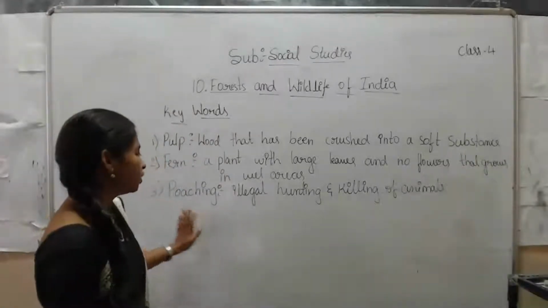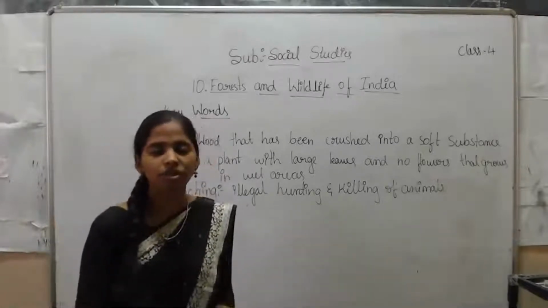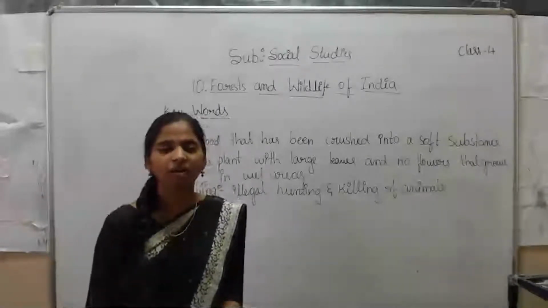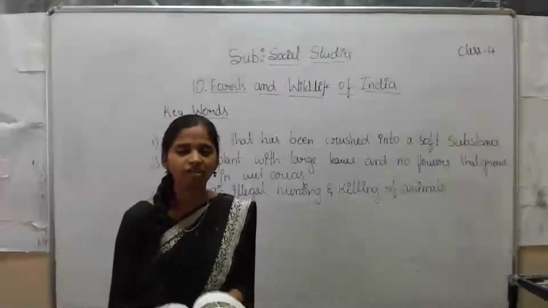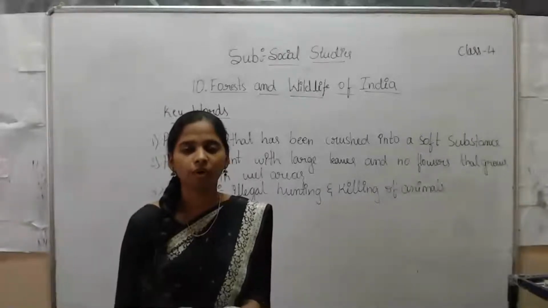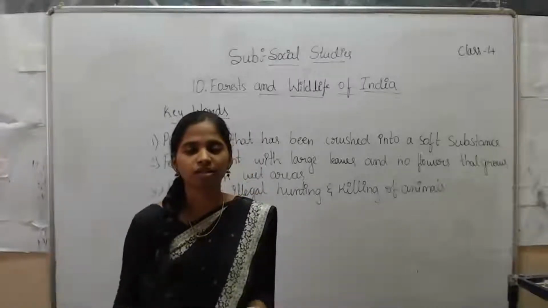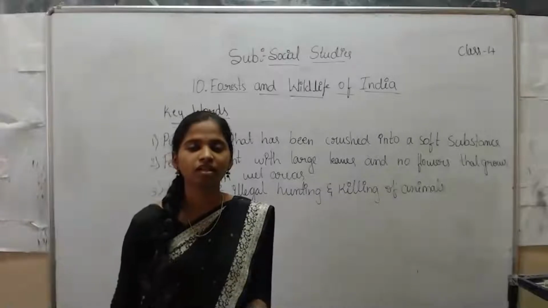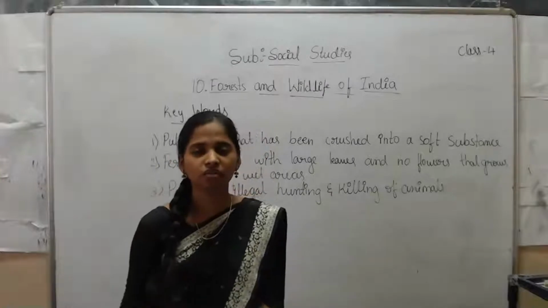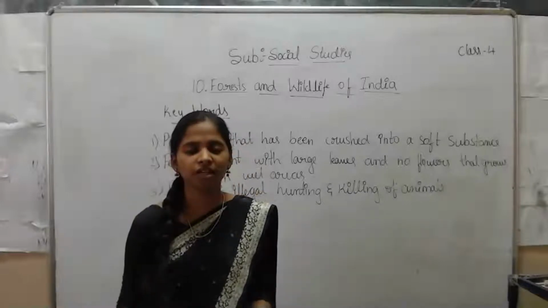And then the third one, poaching, in the sense illegal hunting and killing of animals. We should not kill any animals because that is illegal according to the Indian government and the law. Killing animals is harmful, we should not kill them. Some people, without the permission of the government, kill and hunt those animals. That is illegal. Doing this hunting or killing of wild animals without the notice of the government should be considered poaching.